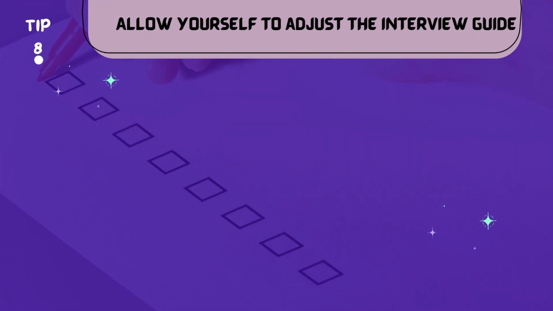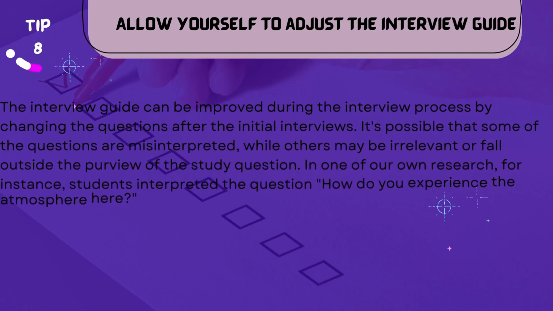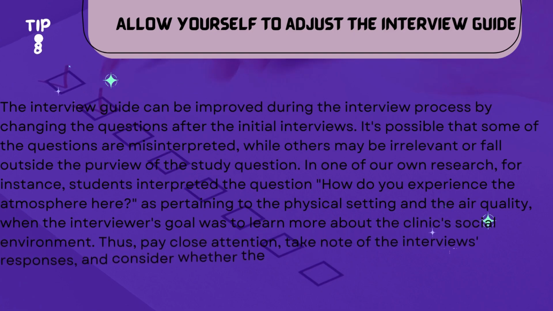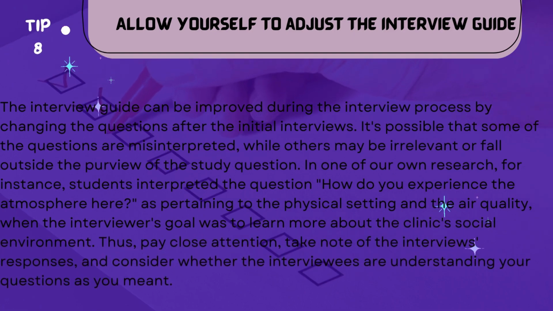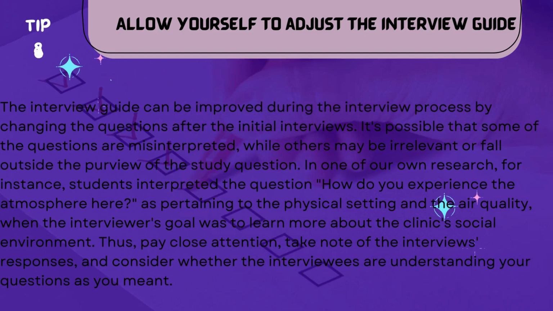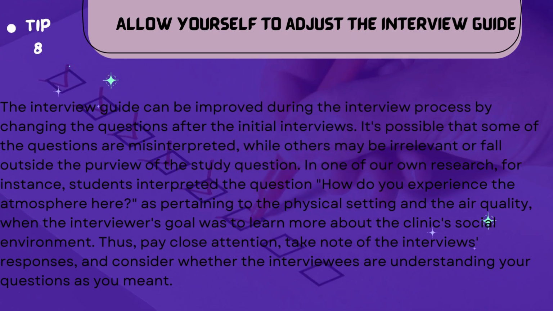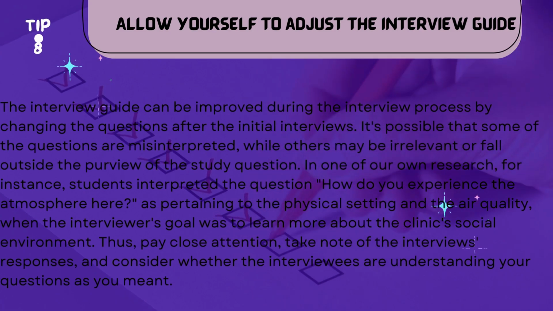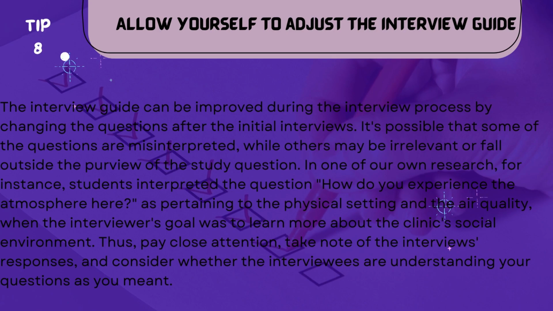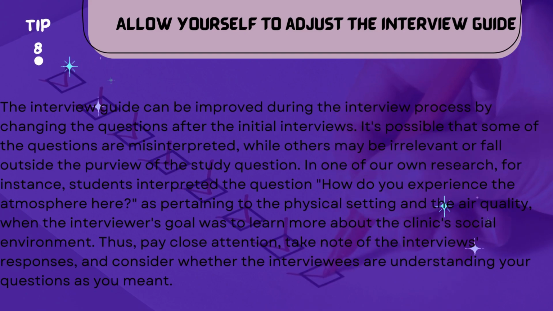Tip 8. Allow yourself to adjust the interview guide. The interview guide can be improved during the interview process by changing the questions after the initial interviews. It's possible that some of the questions are misinterpreted, while others may be irrelevant or fall outside the purview of the study question. In one of our own studies, for instance, students interpreted the question, "How do you experience the atmosphere here?" as pertaining to the physical setting and the air quality, when the interviewer's goal was to learn more about the clinic's social environment. Thus, pay close attention, take note of the interview's responses, and consider whether the interviewees are understanding your questions as you meant.